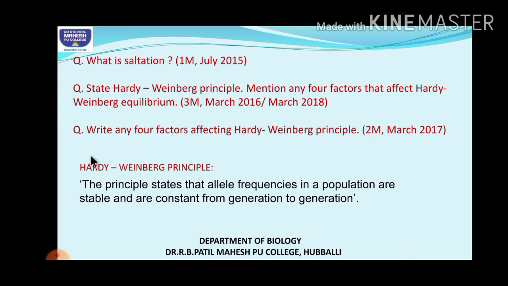So this is important. See, the principle or the Hardy-Weinberg law, they might have changed a few sentences and given it in the different reference books, but you see that statement, you just write exactly what is given from the NCERT textbook, okay. It is given that it states that the allele frequencies in a population are stable and are constant from generation to generation. So this carries 1 mark.